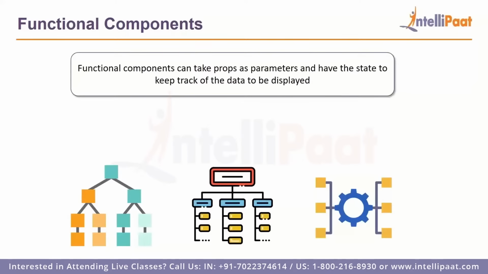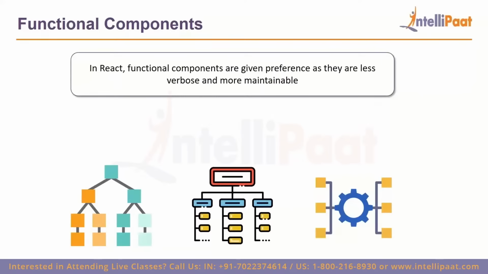We don't have to write a lot of this boilerplate code where we write the class, then the class name, then the extends keyword, then React.Component, then create a constructor, and bind those functions, and a lot of different tasks need to go right in order for us to create a class component. And a functional component is simply a function that can have state, that can have props. Functional components can have a lot of different moving parts put into them as well. So in React, functional components are given preference as they are less verbose and more maintainable.